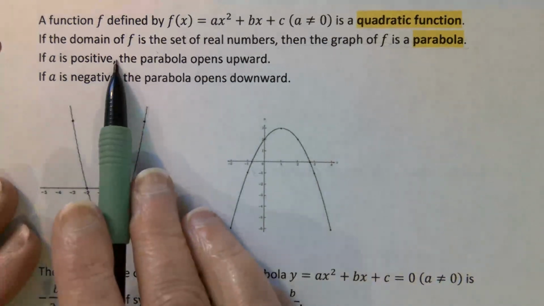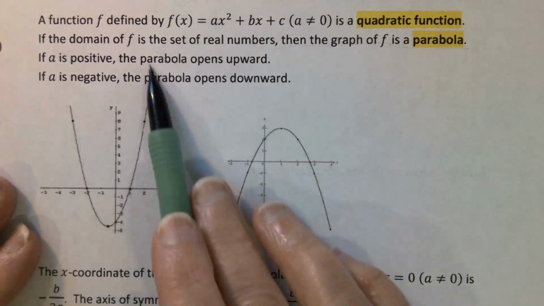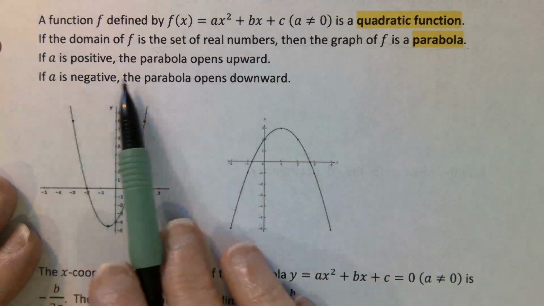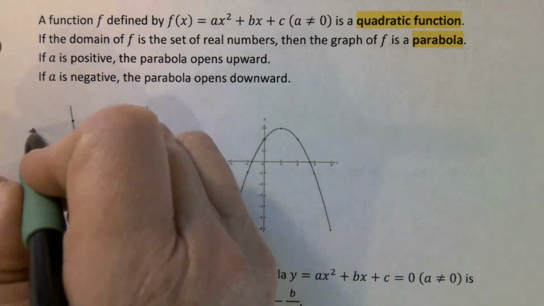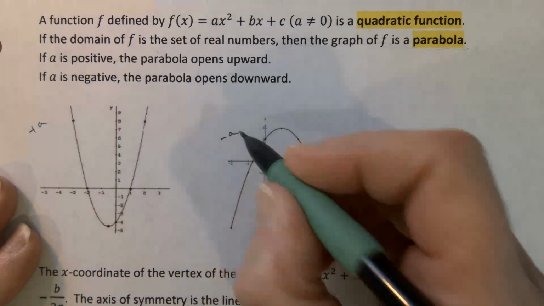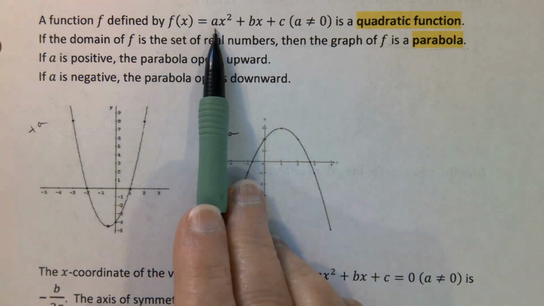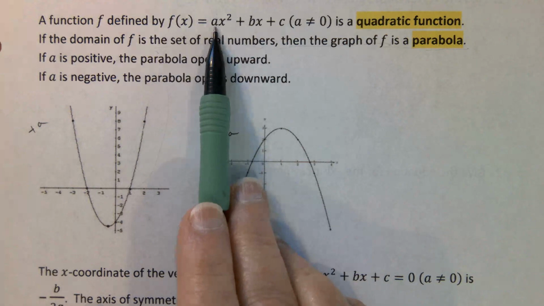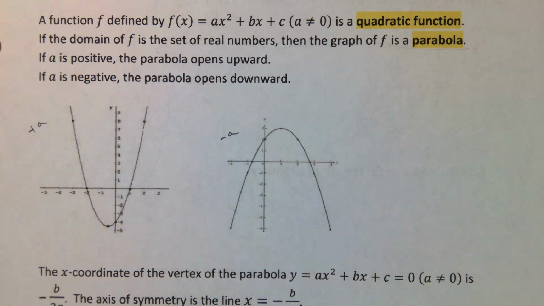If a is positive, the parabola opens upward. So here it is. It's positive, so it's opening upward. If a is negative, the parabola opens downward. So this is a positive a, and this is a negative a. Okay. So the coefficient of your quadratic term, your a, its sign determines whether it opens up or down.